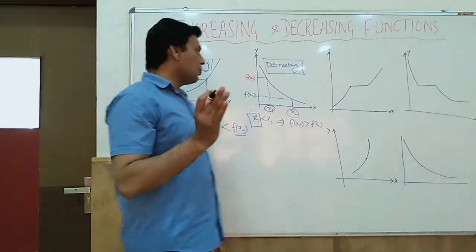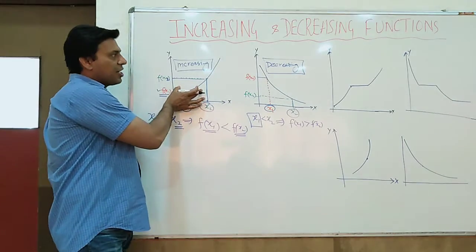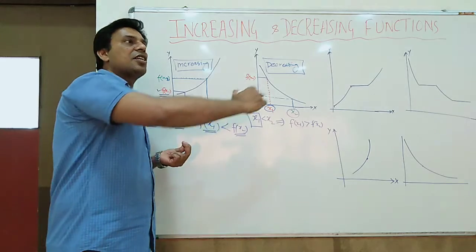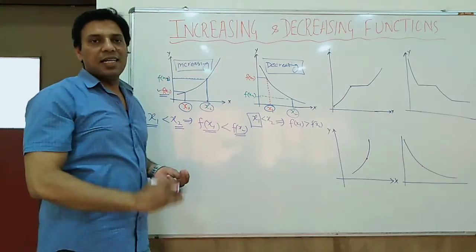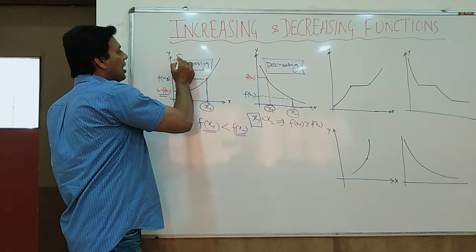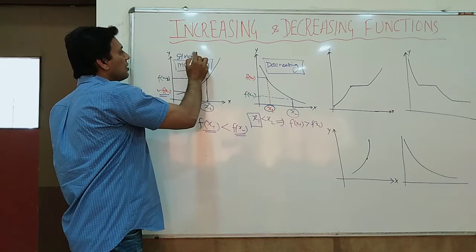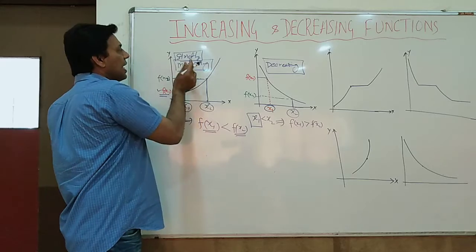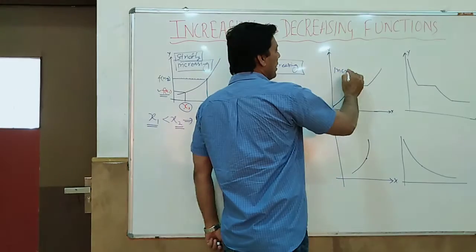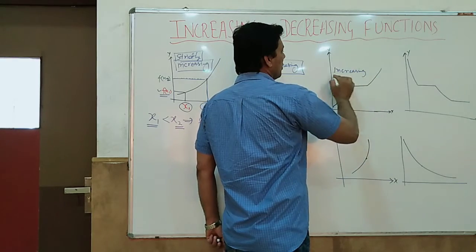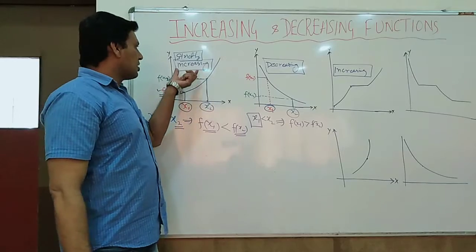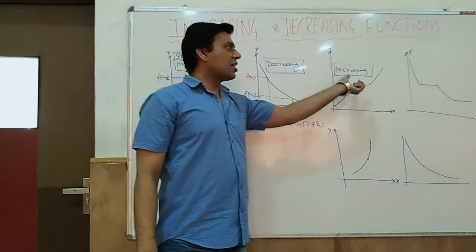So I can use the word strictly for this curve, because this function is continuously increasing in all the domain. It is never stopping. So I can use the word strictly with this function, that is strictly increasing, and this function is only increasing. So this is strictly increasing and this is increasing.